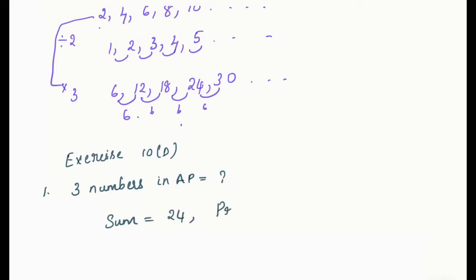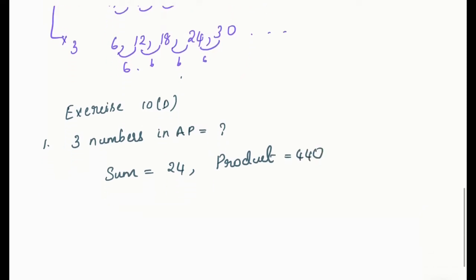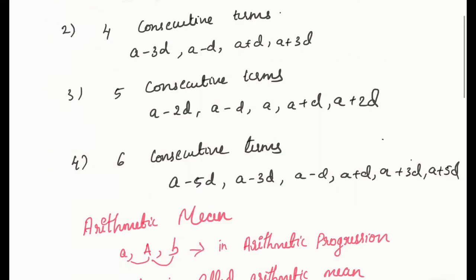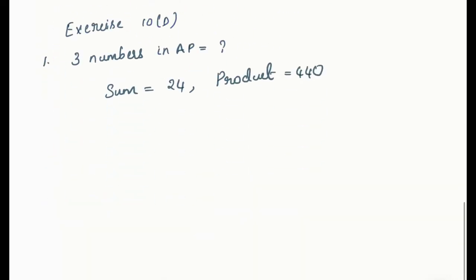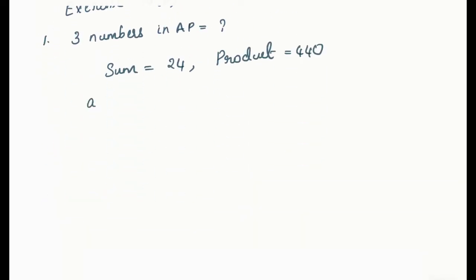24 and product is equal to 440. So 3 numbers in AP I can take. What is the condition we have told? We already discussed: if 3 consecutive terms of an AP are given, you take them as a minus d, a and a plus d. So let the numbers be a minus d, a and a plus d.